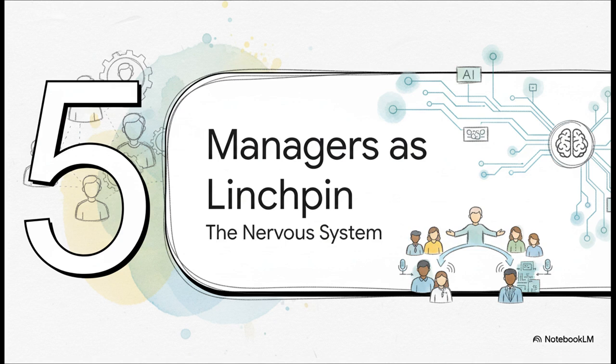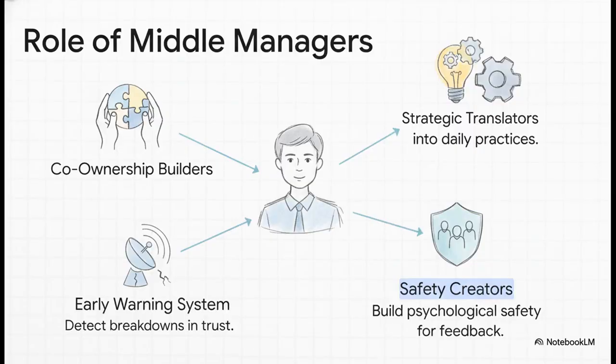With this new structure, your middle managers are no longer caught in that crossfire between strategy and execution. They become the most critical component of this new system. They become its nervous system. So in their new capacity as service owners, these managers are literally the neural network of the organization. They're the strategic translators. They're the ones creating the psychological safety for people to experiment. They're your early warning system that senses when trust is breaking down. They are the linchpin that connects the entire system and makes it work.